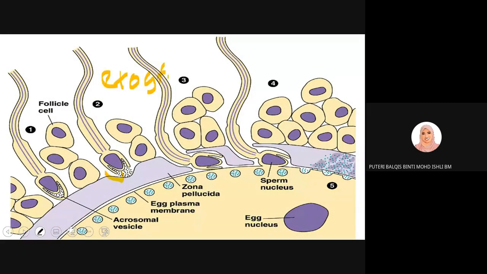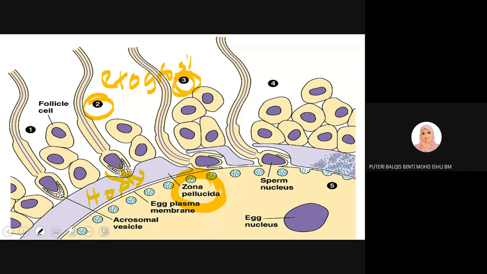Okay, good point. So you can see that for number 2, this is acrosomal reaction. As Manisha said, the acrosome will be released from the sperm head to release the hydrolytic enzymes, which are hyaluronidase and protease. Kenapa dia nak release? To digest the zona pellucida. Nak penetrate ni, nak masuk ni, dia kena digest dulu zona pellucida.